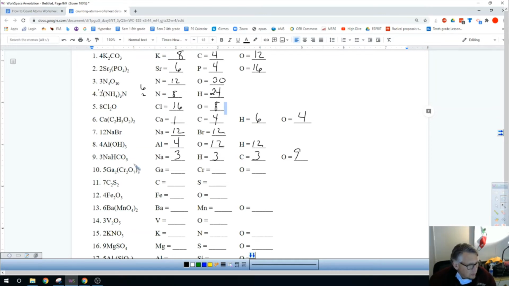So we have 5 (Ga2Cr2O7)3. So we have 3 of everything that's in the brackets. So for Ga's, we have 2 Ga's times 5 is 10. 2 Cr's times 3 is 6, 6 times 5 is 30. And then for the O's, we have 7 times 3 is 21, times 5 should be 105.